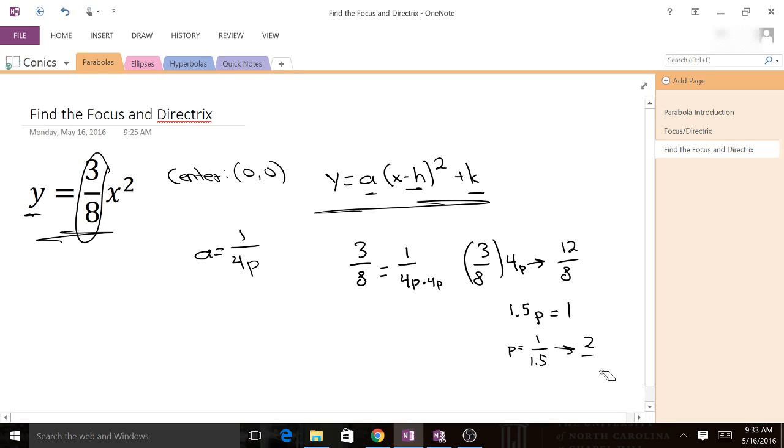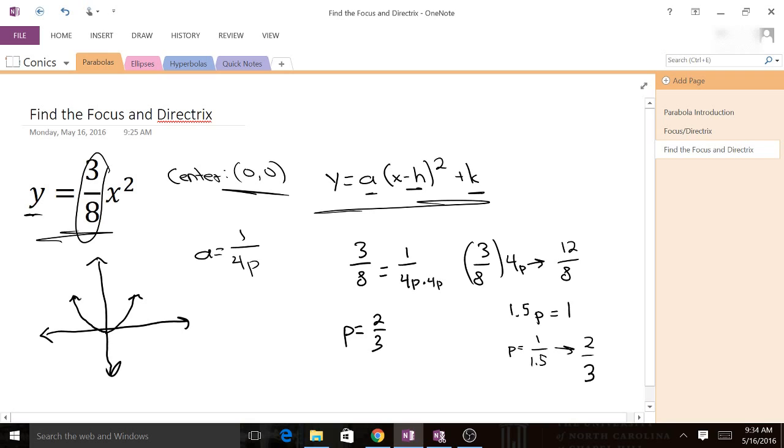Let me erase that and make it a little better. So now we know that p equals 2/3. Let me write that out here. If we look at our equation in general, we have y equals 3/8 x squared. We notice the coefficient is positive, so we know it's going to be opening up. For our general shape, we can draw that in. This helps to find the focus and the directrix because you can figure out where they're supposed to be. So we have a parabola opening up. Its center, as we figured out, is at the origin, so it goes through the origin and goes up.